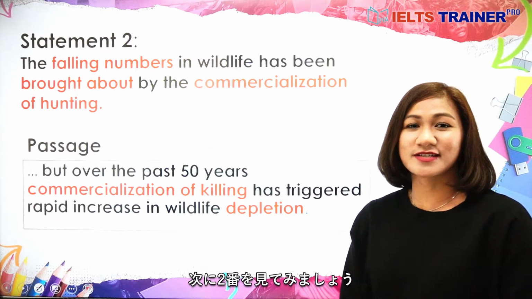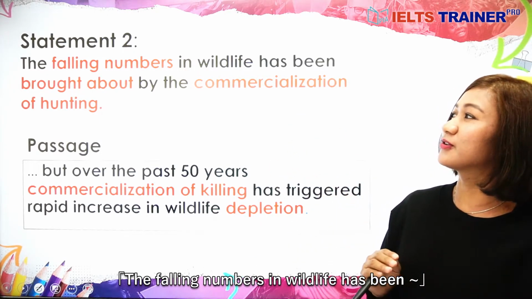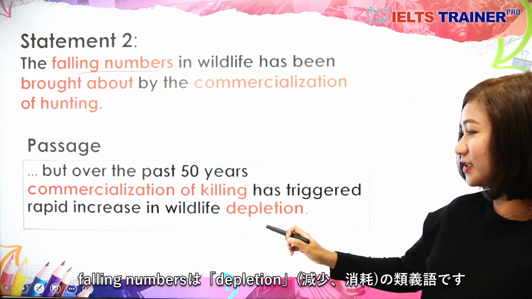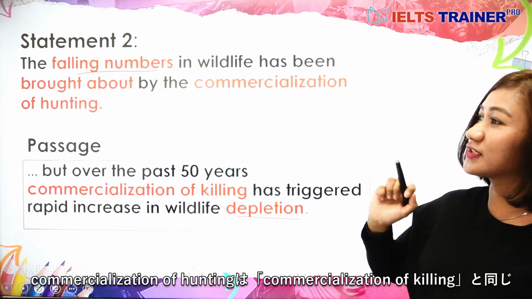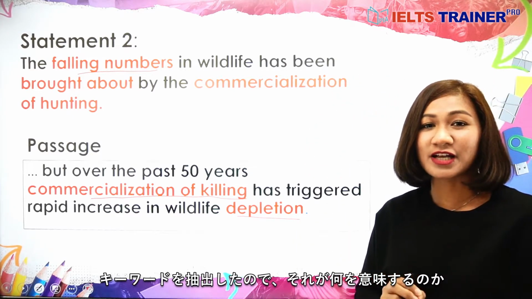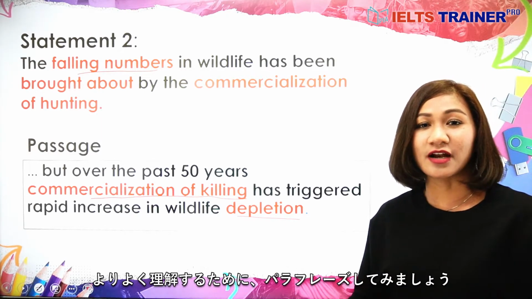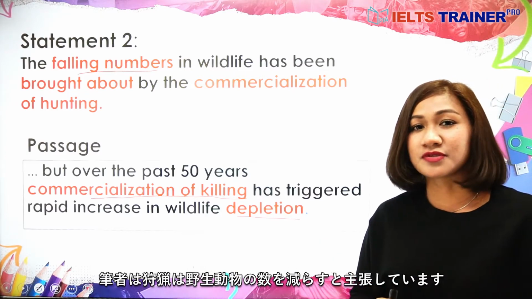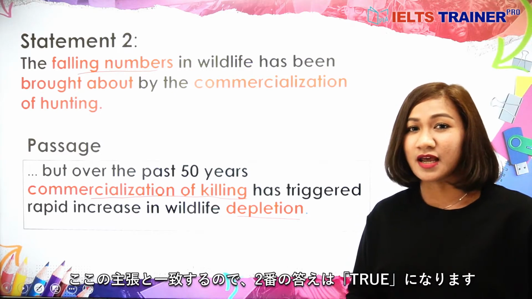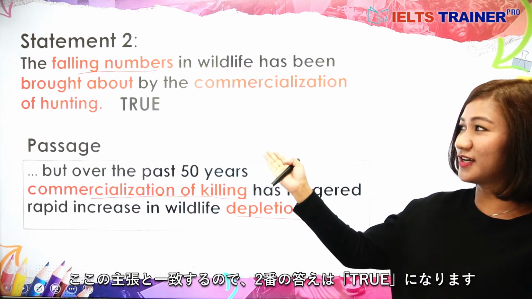Now let us try to answer statement number 2. It says, the falling numbers in wildlife has been brought about by the commercialization of hunting. Falling numbers right here is synonymous to the word depletion. Commercialization of hunting is the same with commercialization of killing. Now that we have matched our keywords, let us try to paraphrase the sentence in order for us to better understand what it means. The writer argues that hunting lessened the number of wild animals, the same meaning in the statement. Therefore, the correct answer for number 2 is true.